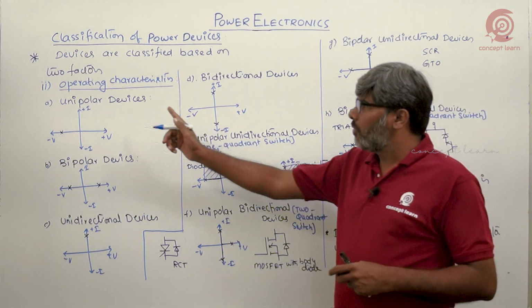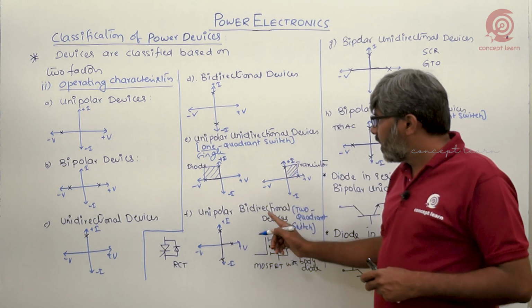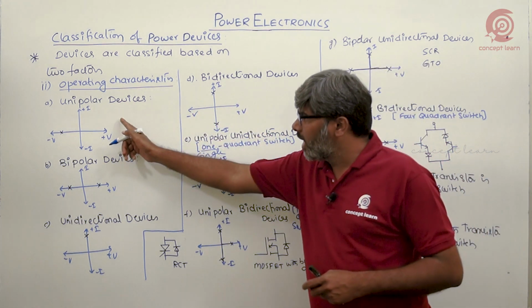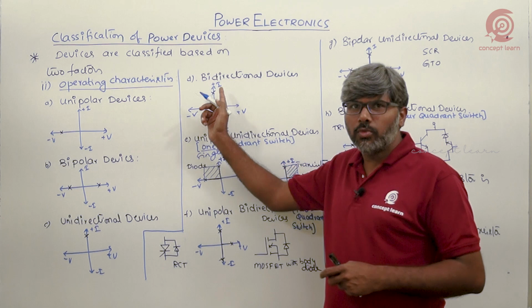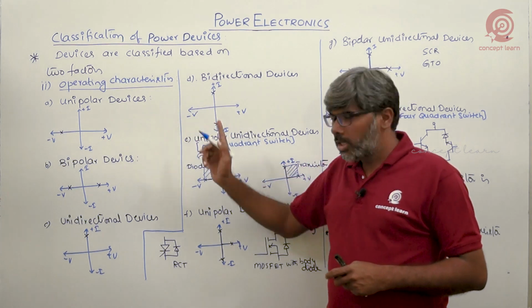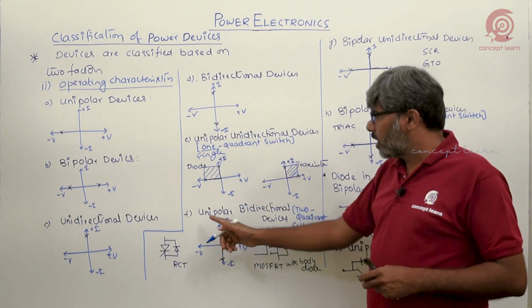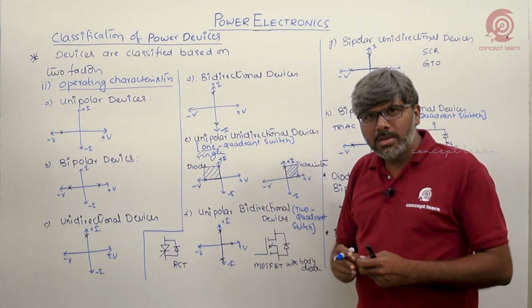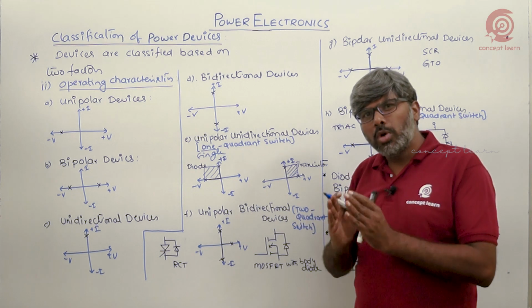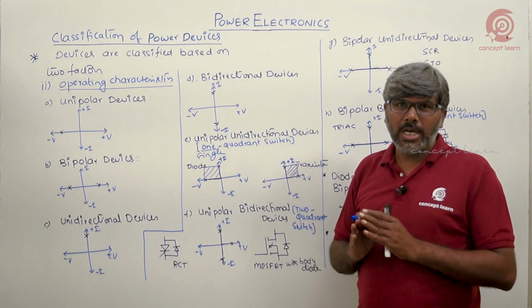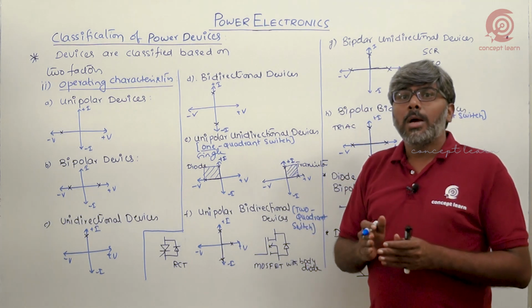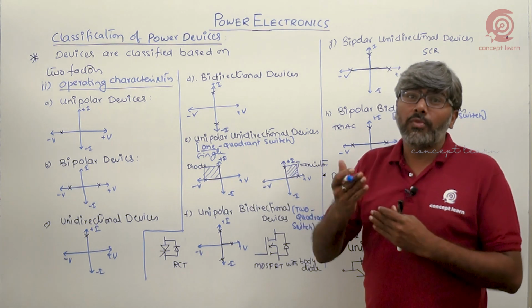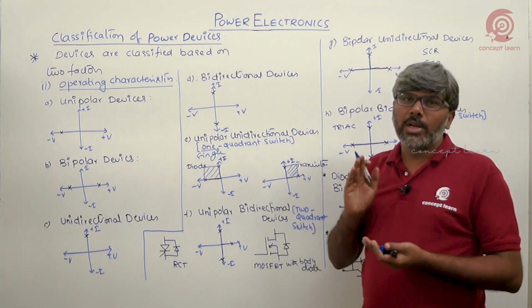Now coming to the sixth one, it is unipolar bidirectional devices. Unipolar means the first one, bidirectional is the fourth one. By combining the first and fourth operating characteristics, we get this sixth one, that is unipolar bidirectional devices. What does it mean? The device blocks only one polarity of voltage, either forward or reverse, but allows both directions of current, forward as well as reverse current.